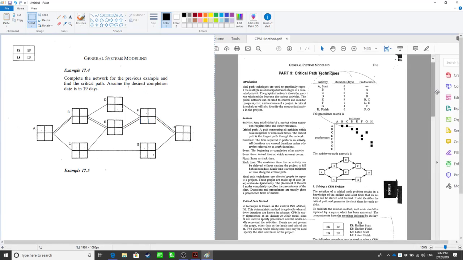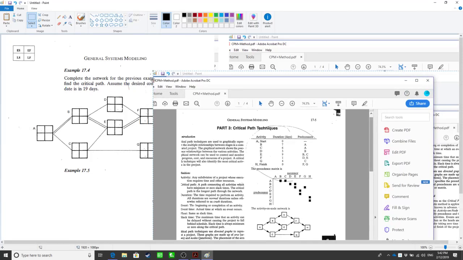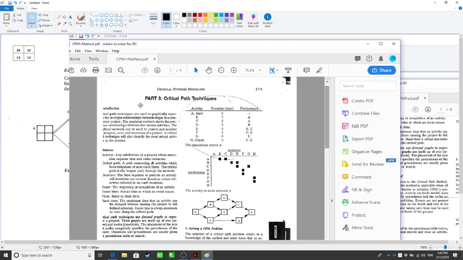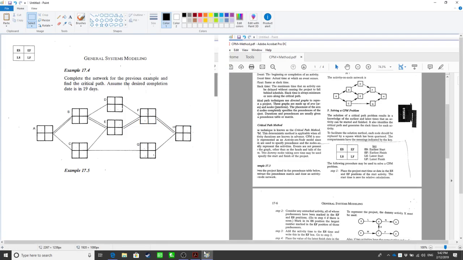Okay, this looks much better. Is it clear? Yeah. Can you make it bigger? Maybe you can make it bigger on the PDF and then just screenshot it.